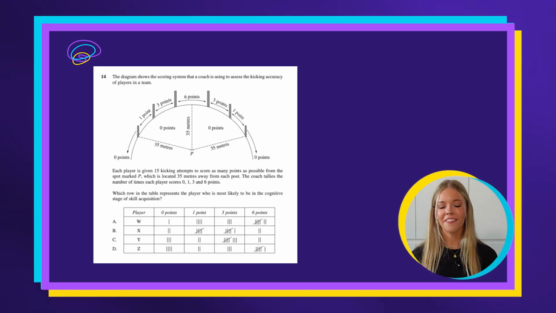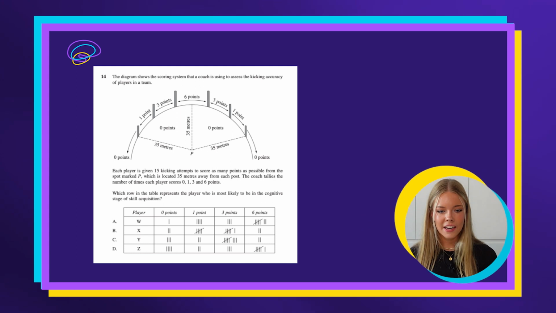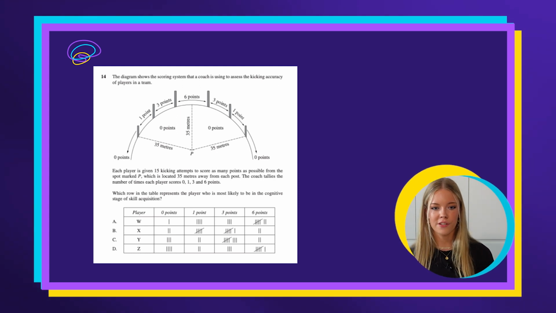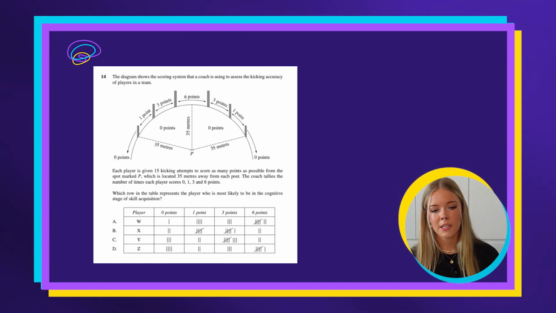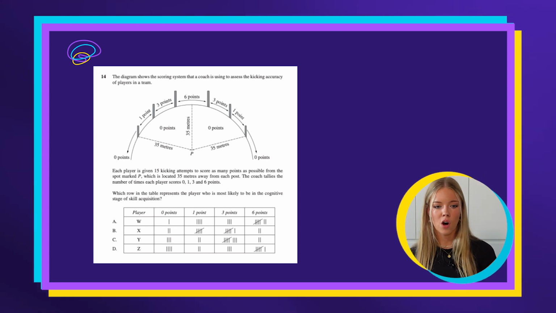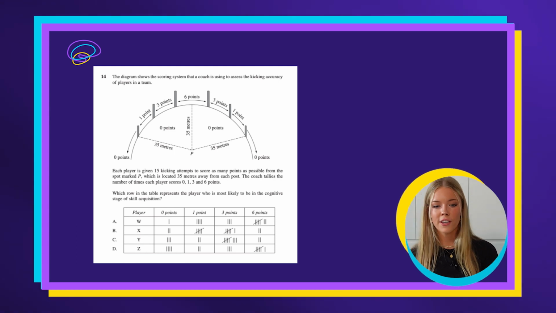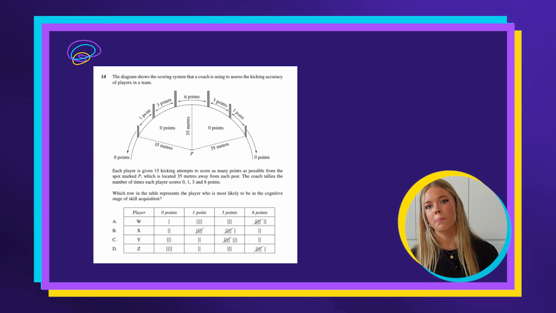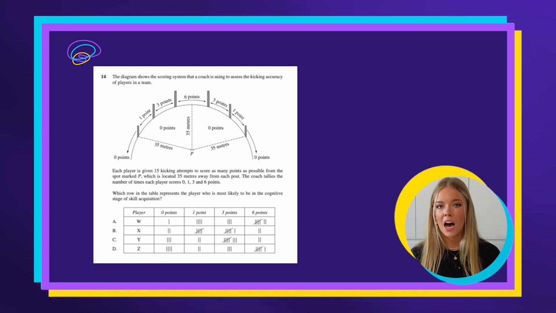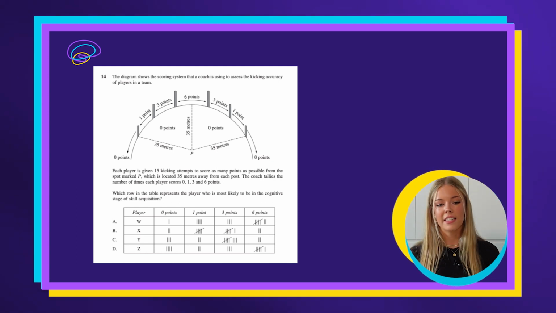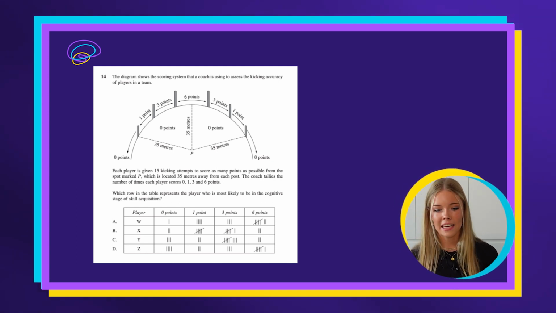Question 14 is another very tricky one, and it says the diagram shows a scoring system that a coach is using to assess the kicking accuracy of players in a team. It's got a bit of a description and then asks which row in the table represents the player who is most likely to be in the cognitive stage of skill acquisition. How I approached this question was to look first at the 6-point column. If we're looking at a cognitive learner, which is one of the most basic stages of skill acquisition, I don't think my player is going to be scoring much in this 6-point region. This means I can rule out option A and D straight away.